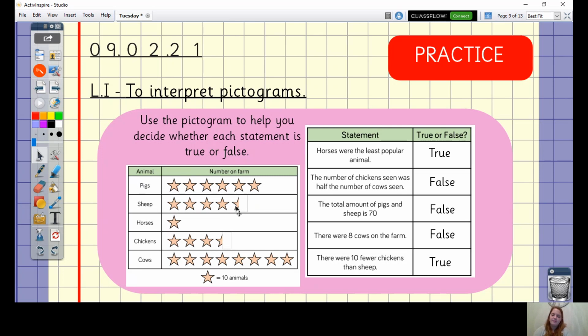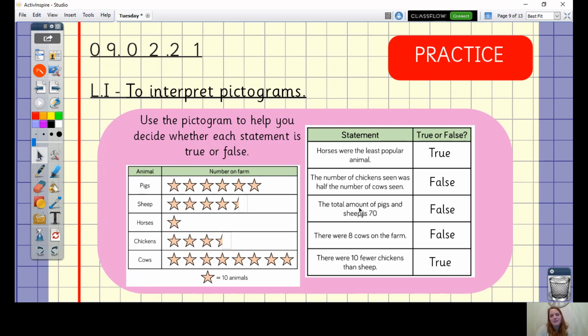So that definitely is false because there are 105 pigs and sheep altogether. There were 8 cows on the farm. I can see that is false straight away because I know that each star represents 10. Okay, and then finally there were 10 fewer chickens than sheep. I know there are 35 chickens and there are 45 sheep, and I know that 35 is 10 less than 45. So that one is true.